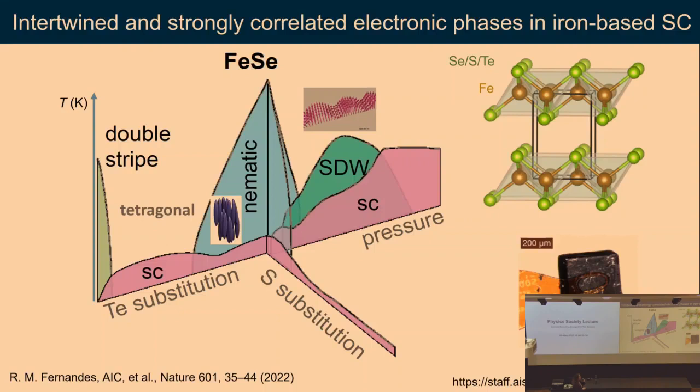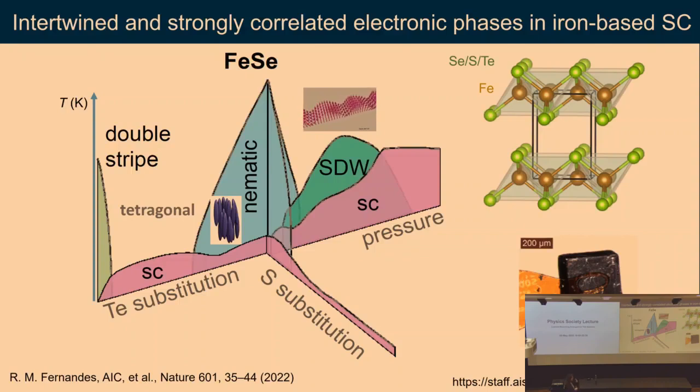combinations of different elements. So looking at how superconductivity occurs here, this is the temperature axis, and here we have tellurium substitution, so changing the composition on this side, or sulfur substitution, the same here. So instead of selenium, we put sulfur, or instead of selenium, we put tellurium. And the other axis is pressure, applying pressure to the system. And the pink region is superconductivity.